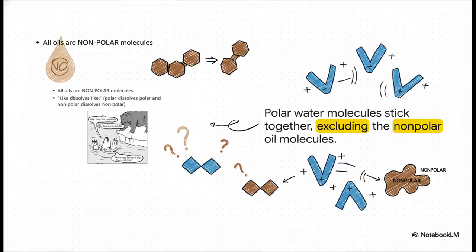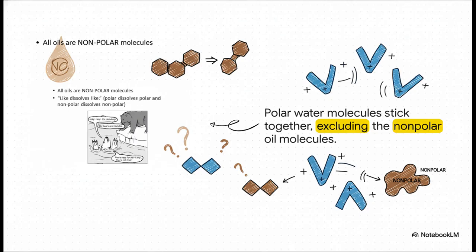So what's really happening when you try to mix them? Well, all those polar water molecules are really, really attracted to each other's positive and negative ends. They all stick together like a super tight-knit clique, and they just exclude the nonpolar oil molecules. There's no room for them. So the oil gets pushed out and ends up floating on top.